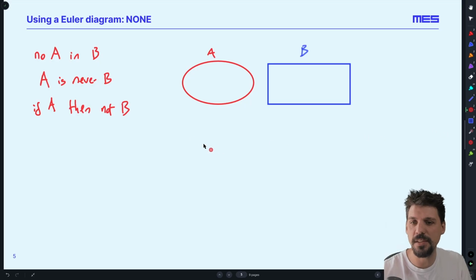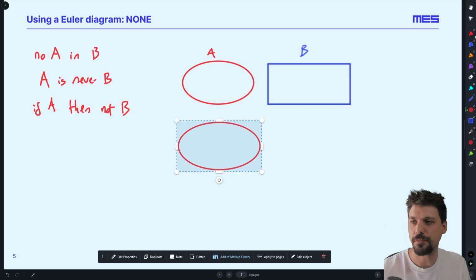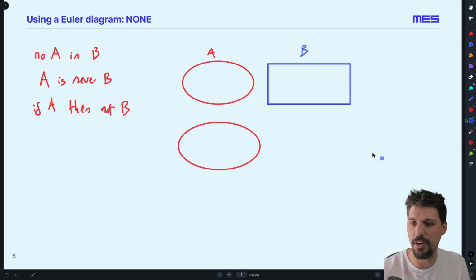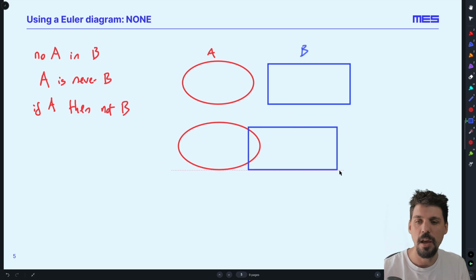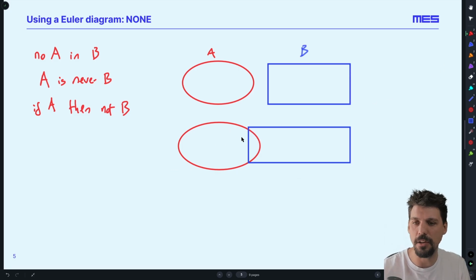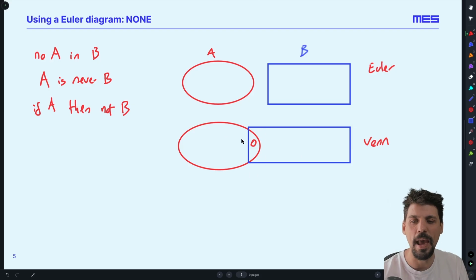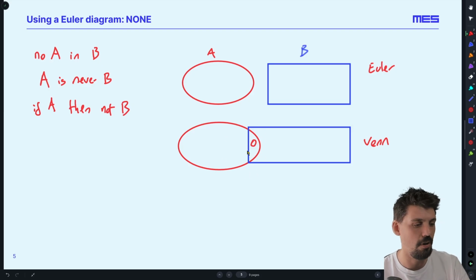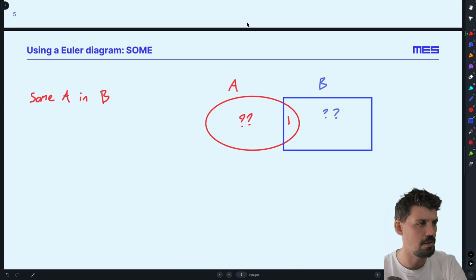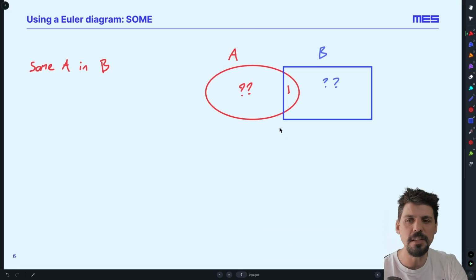But what we could do here, say I misread the question and I hadn't seen that there is no A and B. I could write it this way and then go back and go, well, actually, I know there is nothing in there. Which, interestingly, this is an Euler diagram. This is Venn. In Venn, we have the option of A intersecting B, but it's empty, so I'm going to put a 0. So we're going to have zeros, ones, and question marks. Okay, but this is the idea of some A and B.